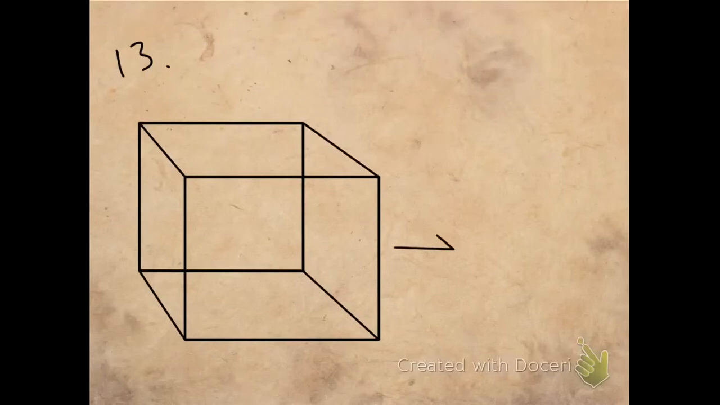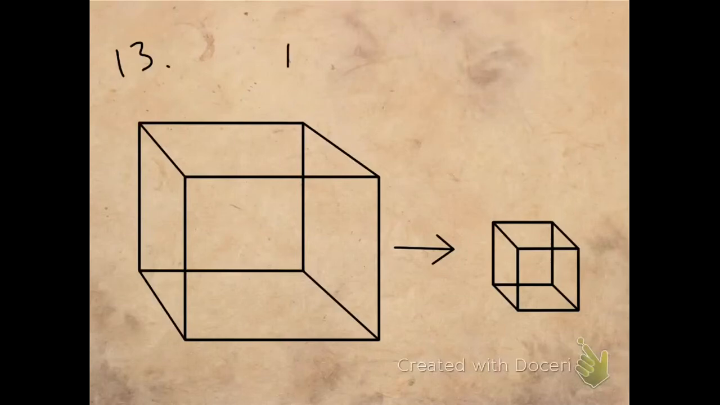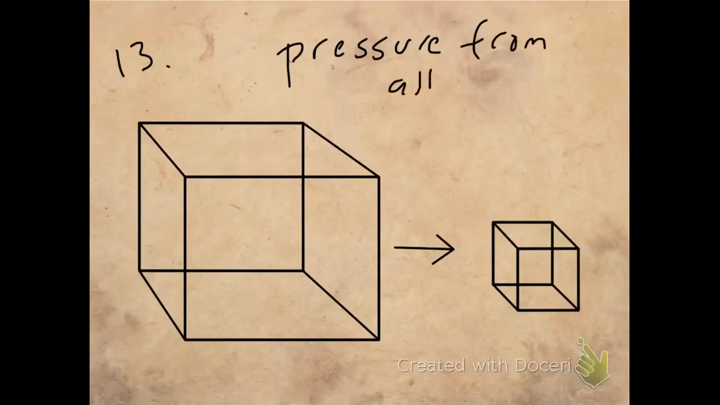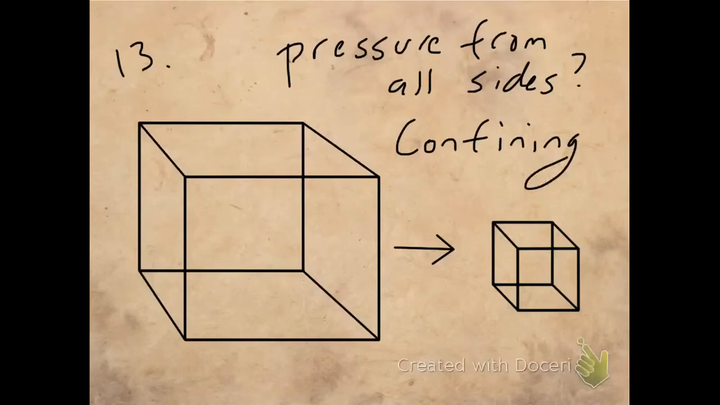So now we're going to explore perhaps the other type of pressure. So I've got a big box that has maybe merged into a smaller box through the initiation of pressure. So the question says pressure from all sides is called, and the answer is confining pressure or confining stress.